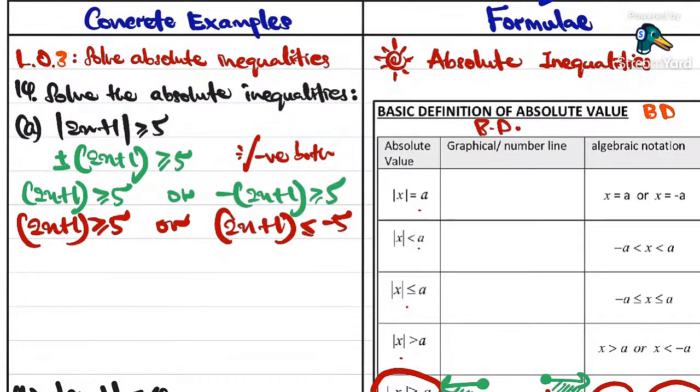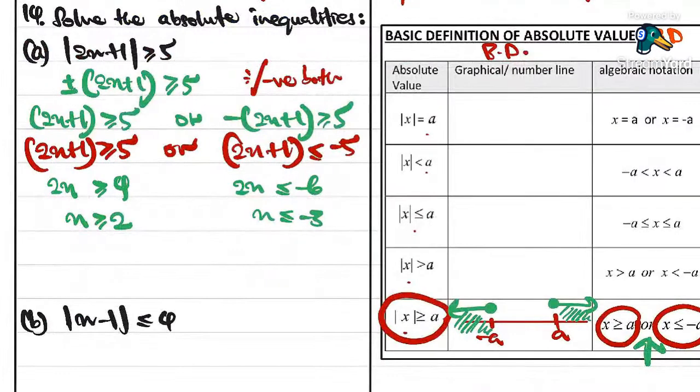So let me solve this first lah. Okay, let me solve this first. This is just 2x more than or equals to 4. Therefore, x is more than or equals to 2. And another one here, 2x plus 1. No, 2x less than or equals to negative 6. X is less than or equals to negative 3. Yep, that is our answer.